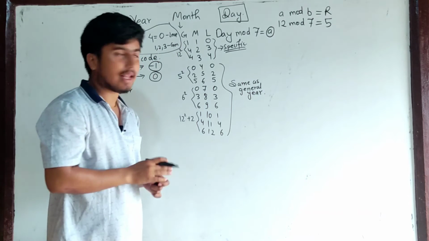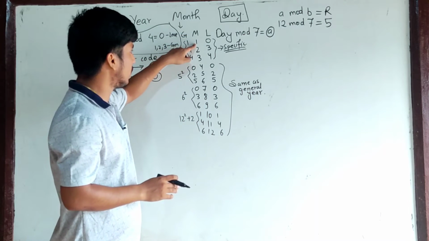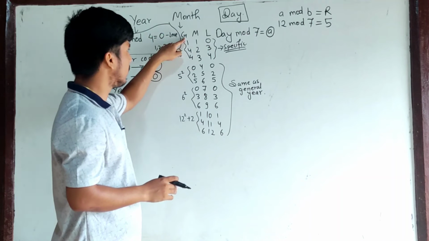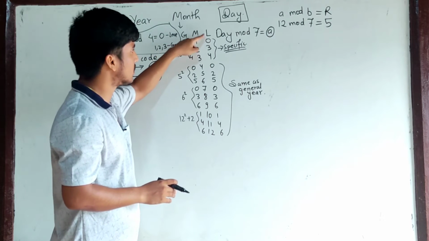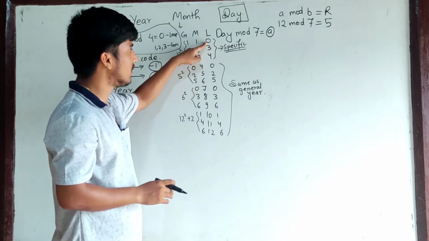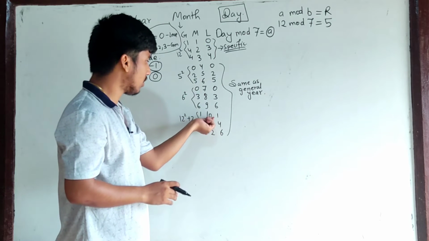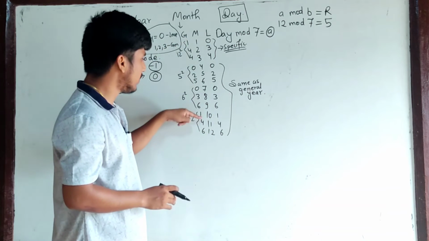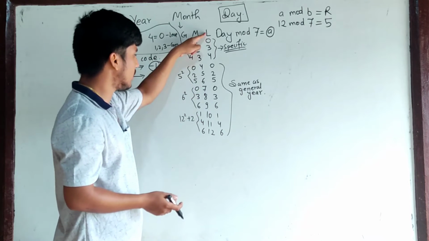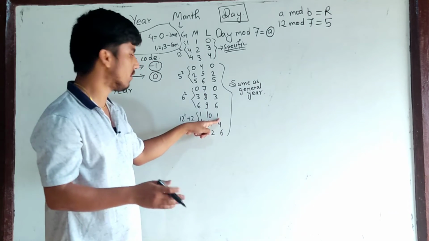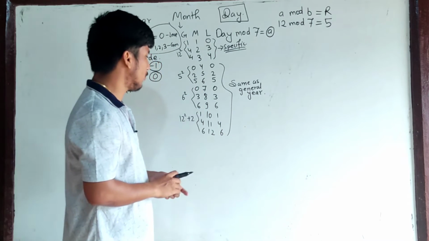So now if our month is January and the year is a general year, then the code will be 1, but if it's a leap year then the code will be 0. Similarly, if it's October, then if it's a general year the code will be 1, and if it's a leap year the code will also be 1.